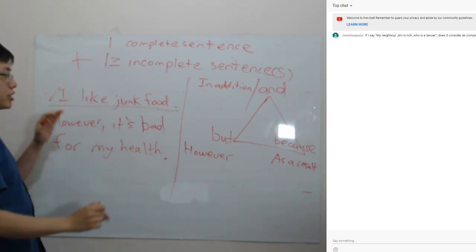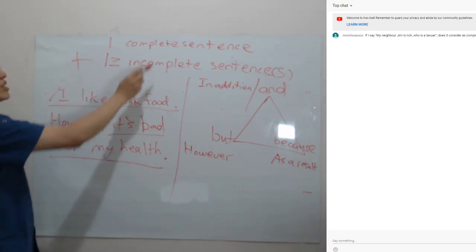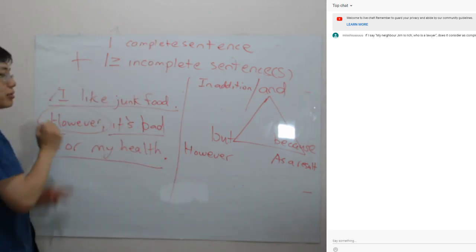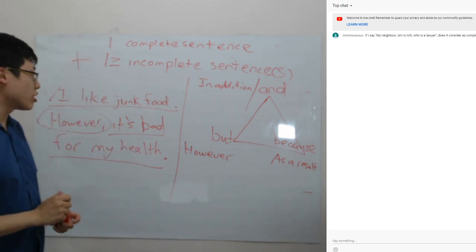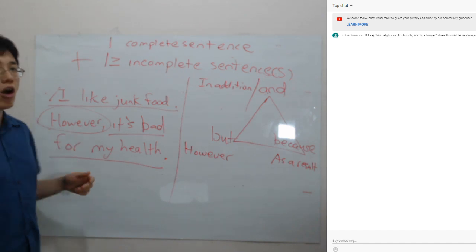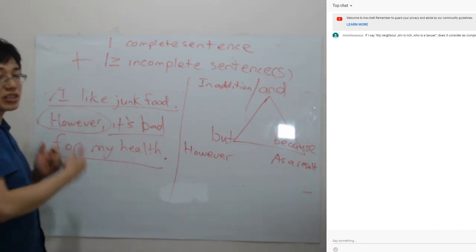Okay, so ignore this. But what you need to look for is this. It's bad for my health. This is the complete sentence. This is the incomplete sentence. So once you have an advanced linker, it also becomes a complex sentence automatically because this is incomplete. This is complete, this is incomplete.